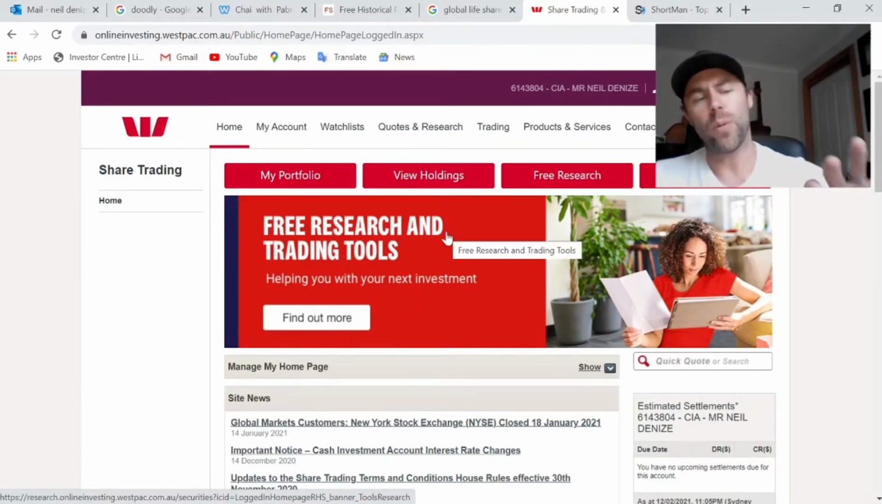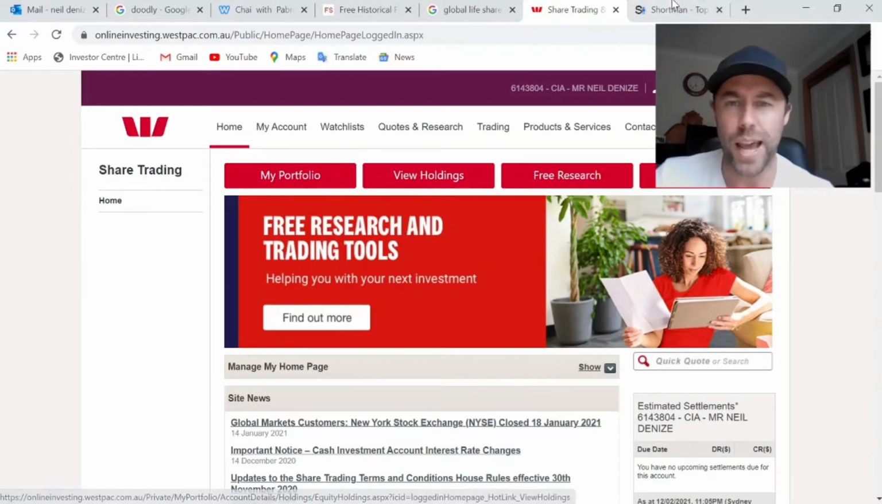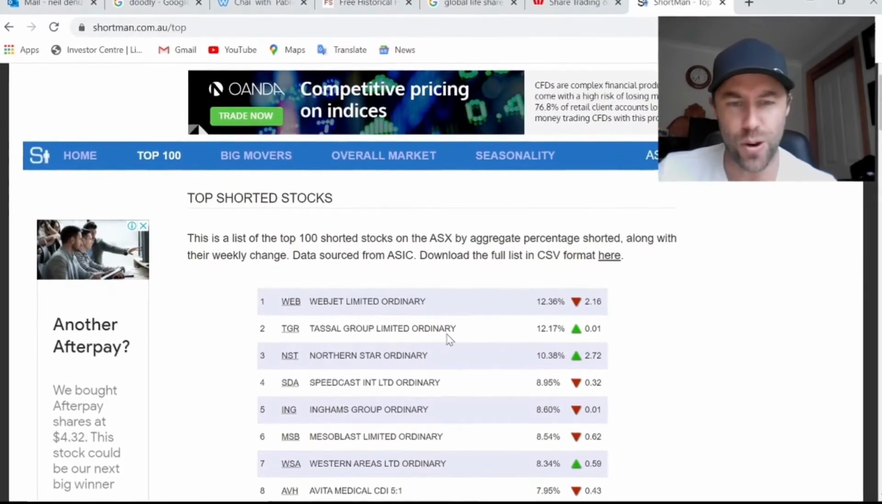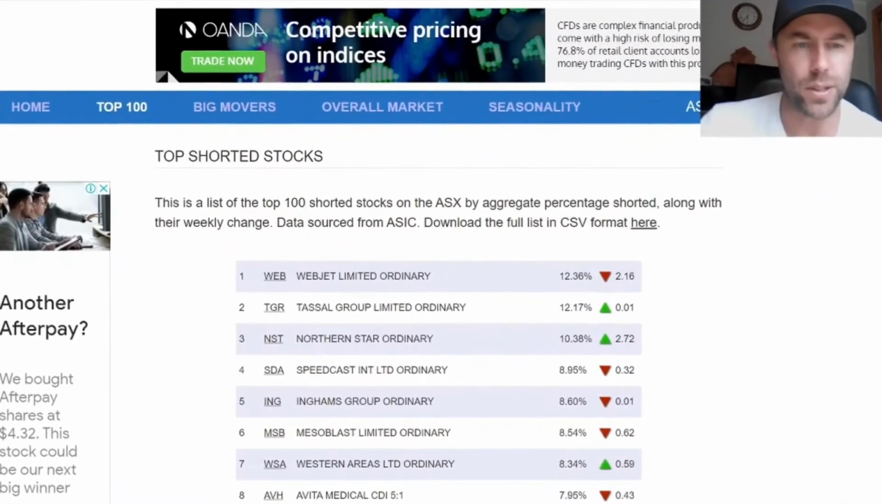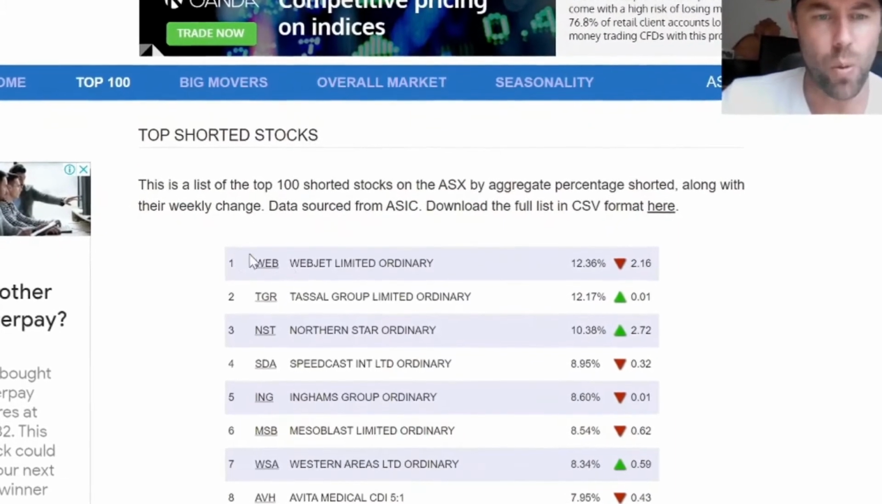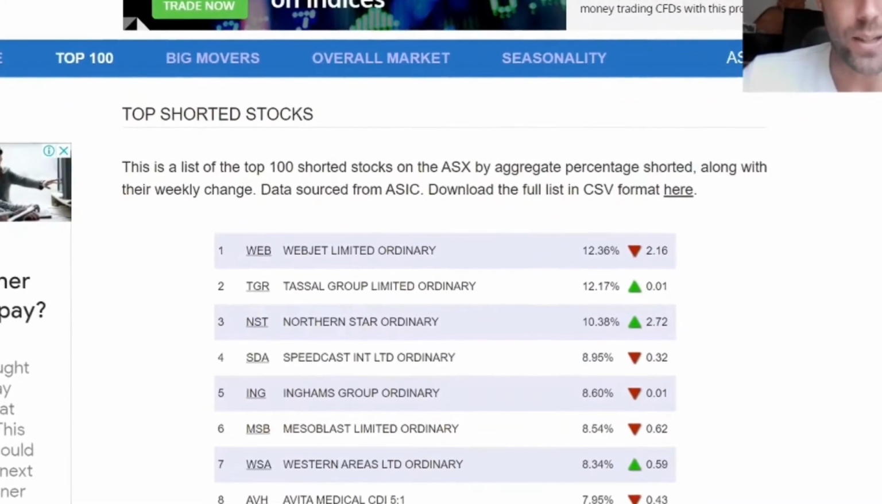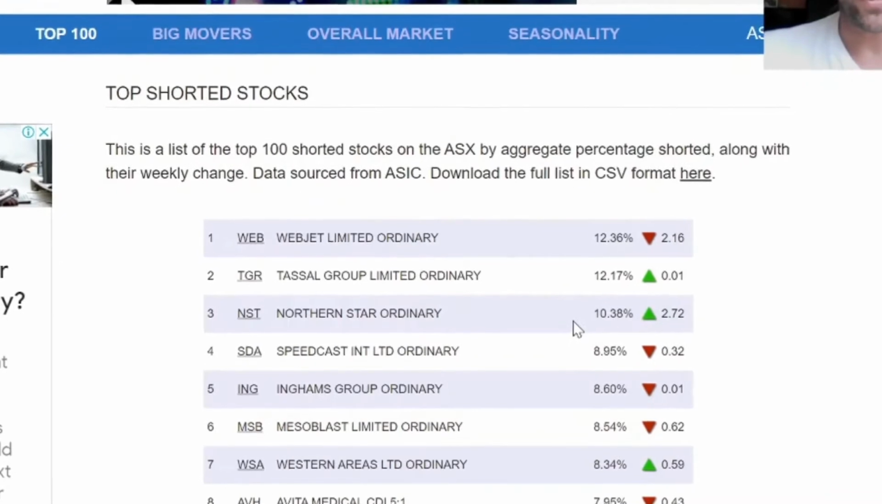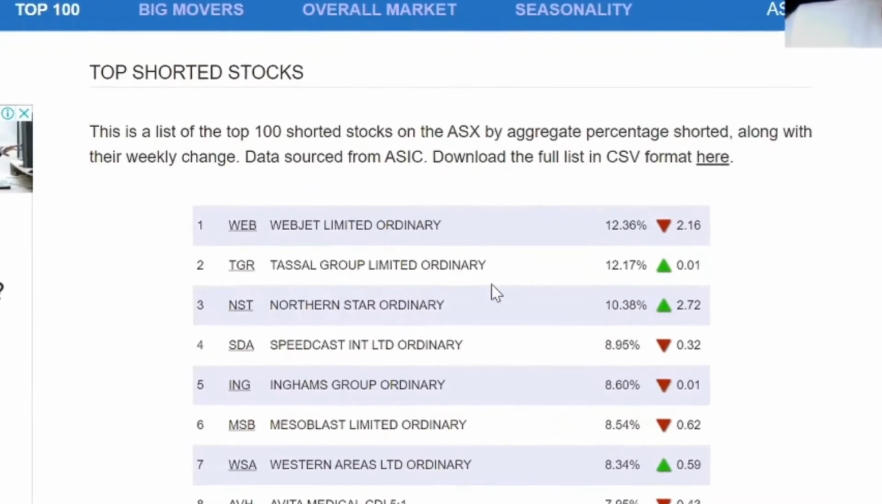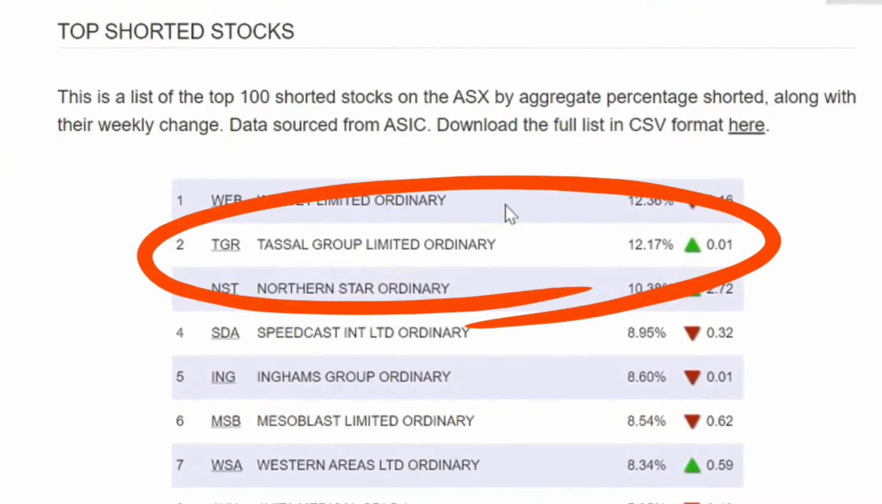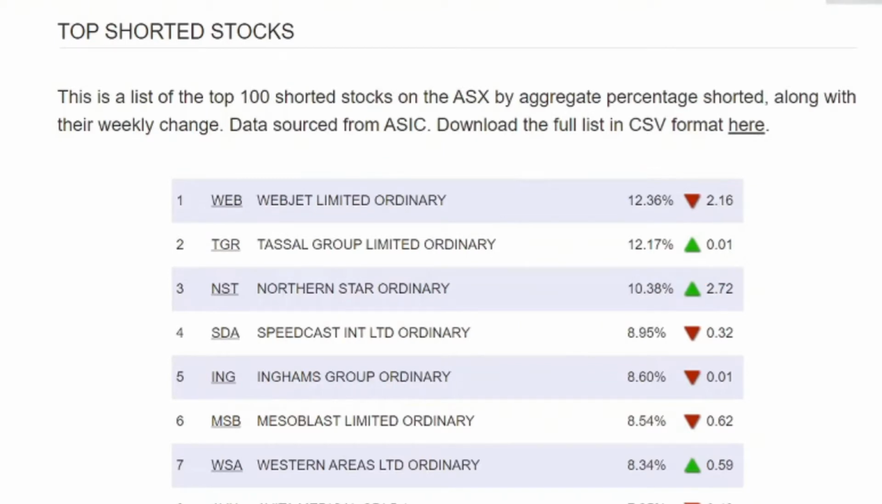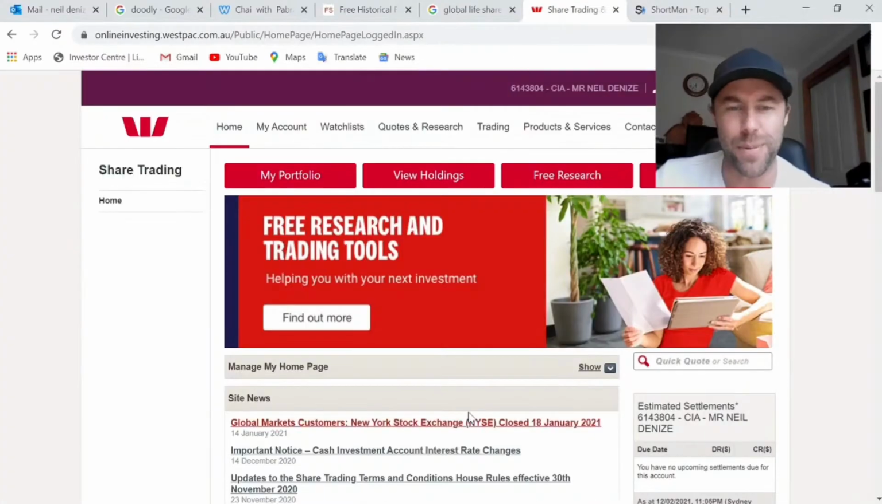Today we're going to be looking at a company called Tassal Group, which at the moment is the second most shorted stock on the ASX. Here we are over at shortman.com.au, and this is the top 100 shorted stocks at the moment. Number one is Webjet, and number two is Tassal Group. I don't short any stocks or muck around like that, as we've seen recently with GameStop, how that can go terribly wrong. But I do find it interesting to see what the most shorted stocks are, because there are sometimes potentially some gems in amongst there. But I don't want to go into that too much, so let's jump into the Westpac online trading platform.